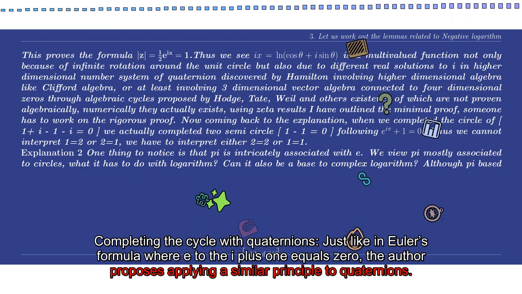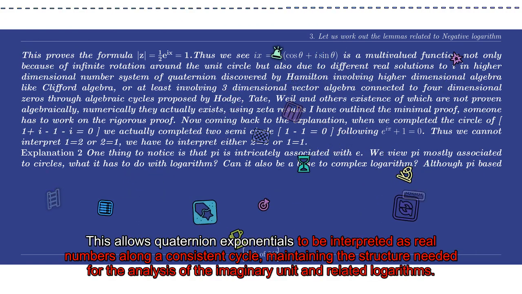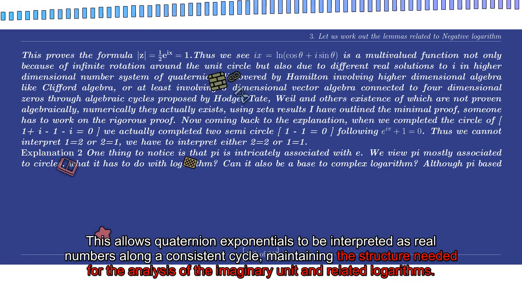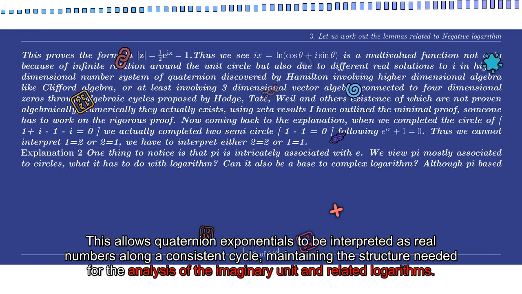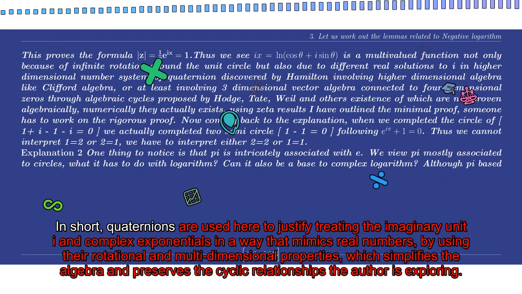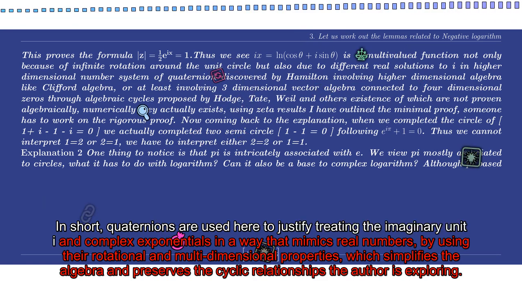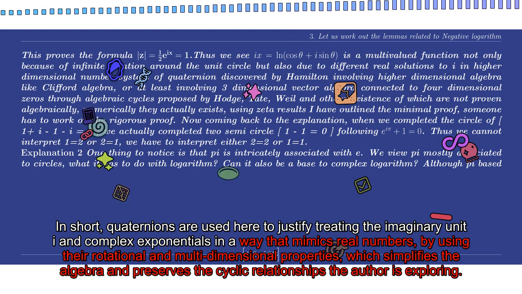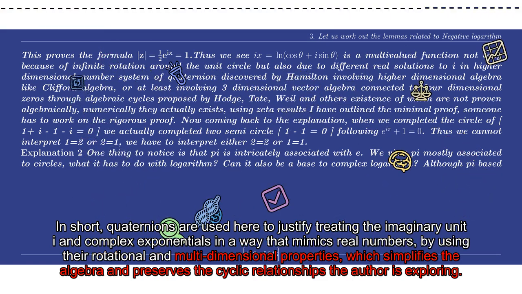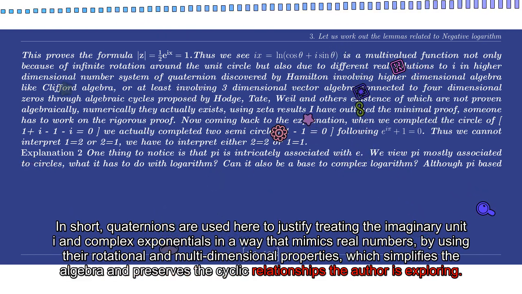the author proposes applying a similar principle to quaternions. This allows quaternion exponentials to be interpreted as real numbers along a consistent cycle, maintaining the structure needed for the analysis of the imaginary unit and related logarithms. In short, quaternions are used here to justify treating the imaginary unit i and complex exponentials in a way that mimics real numbers by using their rotational and multidimensional properties, which simplifies the algebra and preserves the cyclic relationships the author is exploring.